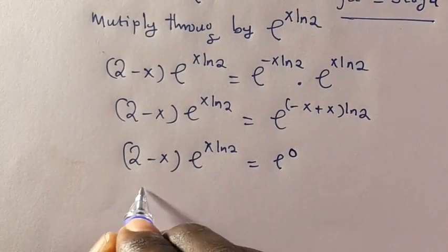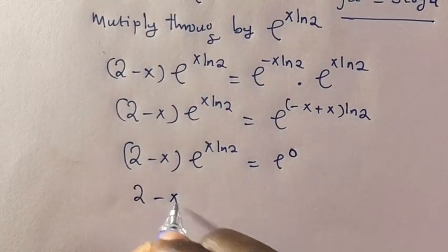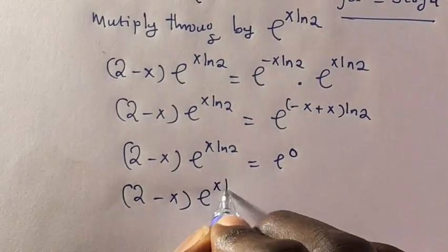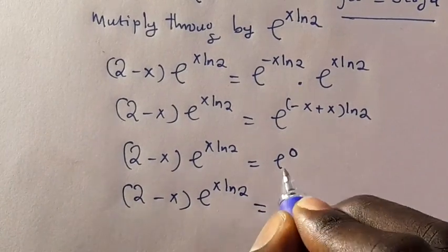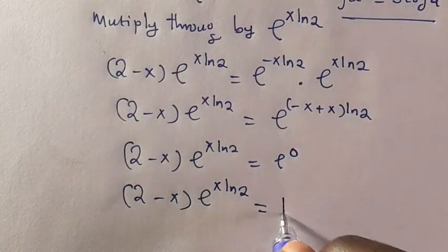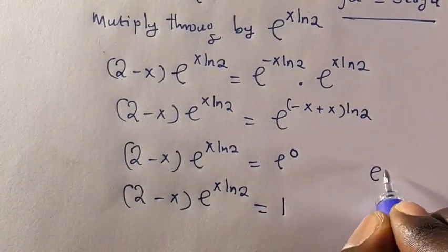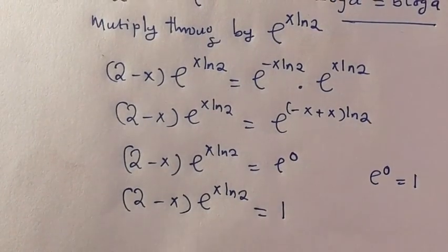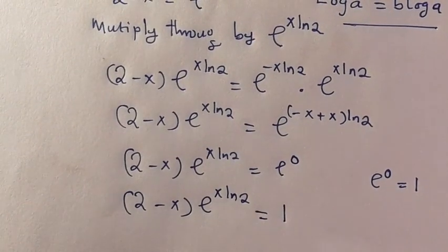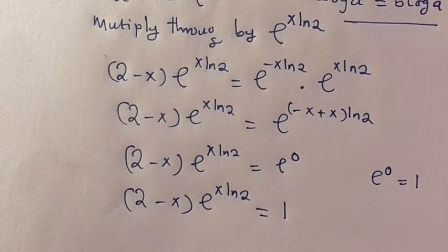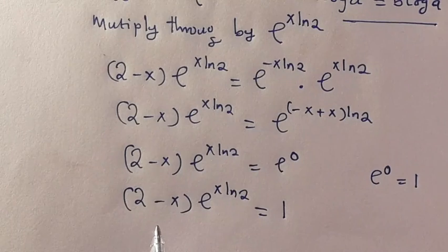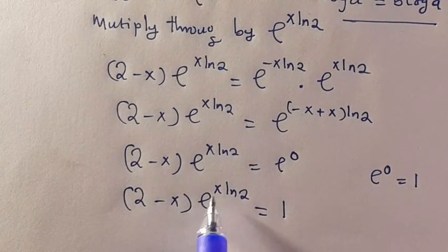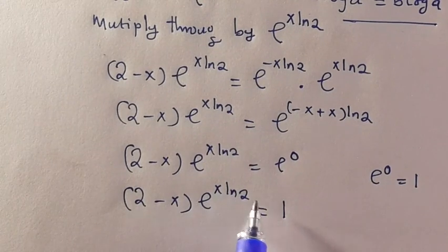Now we have 2 minus x multiplied by e raised to x ln 2 equals e raised to power 0, which equals 1, because any number raised to power 0 gives us 1. So 2 minus x, multiplied by e raised to x ln 2, equals 1.